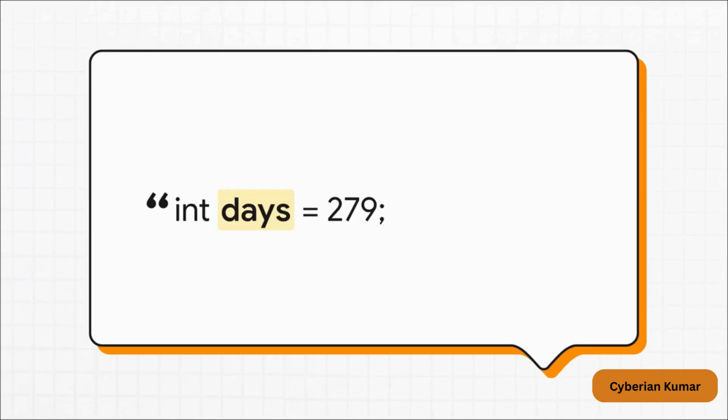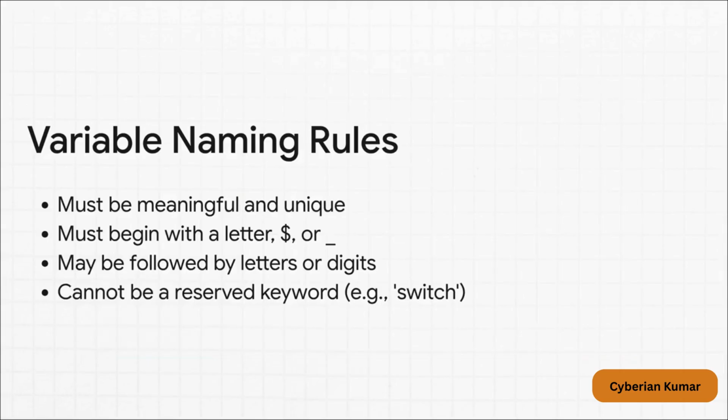And here's a perfect example of how it all clicks together. We see int days equals 279. So int is our data type, that's the container. Days is the variable name, that's our label. And 279, that's the actual value we're storing inside. See? Simple as that.